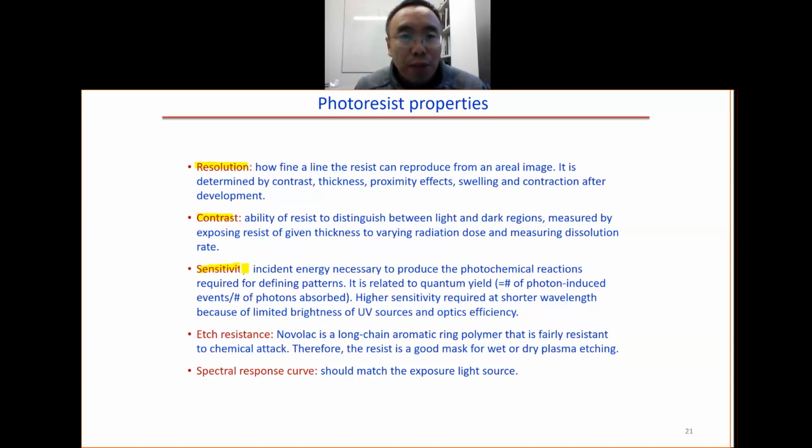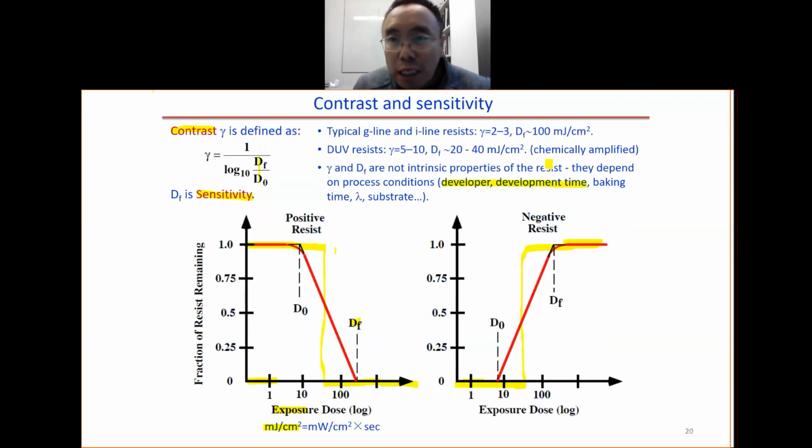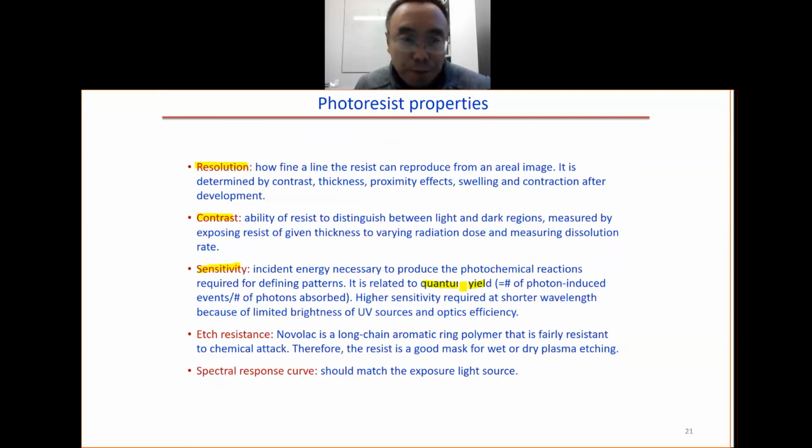The third is the sensitivity. Normally we need a lower exposure dose, and a lower exposure dose means higher sensitivity. This is determined by the quantum yield. Quantum yield is the number of photon-induced chemical reactions per photon absorbed. For the normal resist, the yield is less than 100%. But for the case of the chemically amplified resist, the quantum yield can be higher than 1.